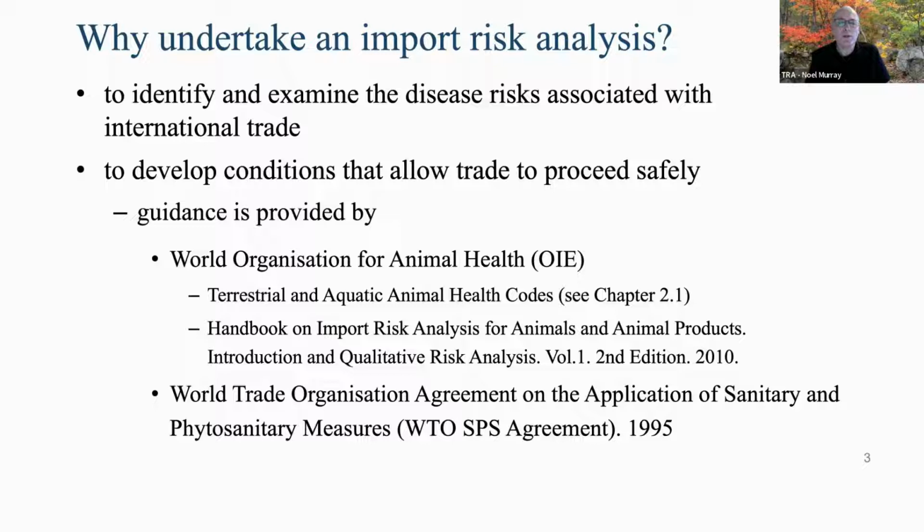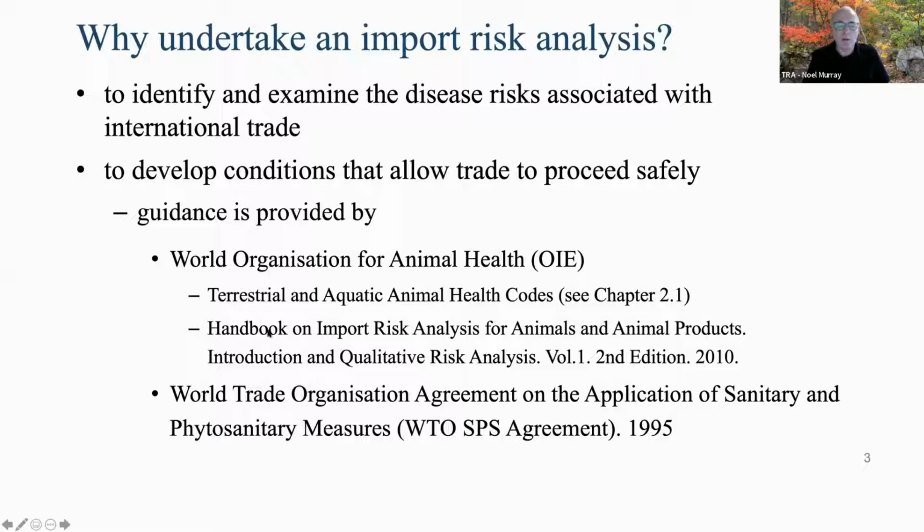So it certainly helps us to identify and examine the risks associated with trade, whether that, as I say, be national or international, and it allows us to develop conditions that allow trade to proceed safely. And we have guidance for that provided by the OIE itself in both the terrestrial and aquatic animal health codes in chapters 2.1 of each of those codes.